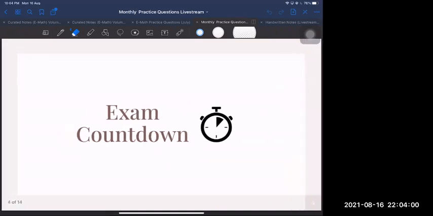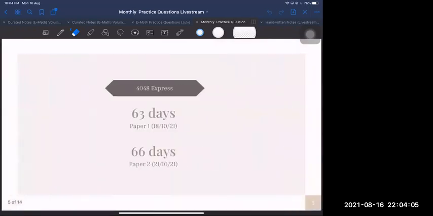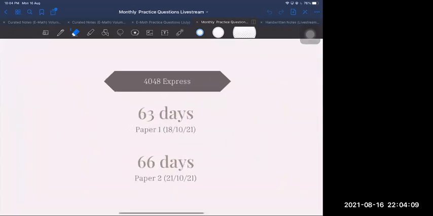I'm doing this exam countdown for everyone right now, as the O levels are coming. I believe the majority of you are express students. Currently there are about 63 more days to paper 1 and about 66 more days to paper 2. After that, you get to relax all the way until your further education. So just take this time, study hard, and then after that you get to play for the rest of the 2 months.